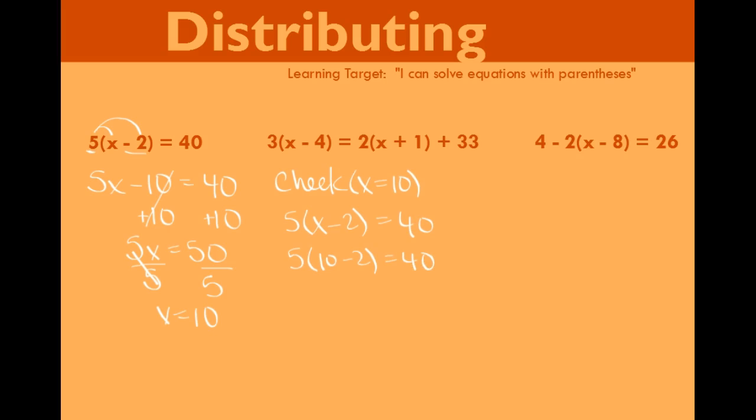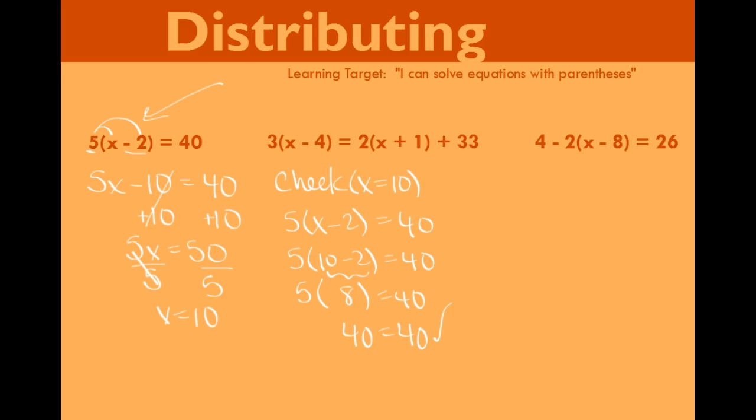And this is where people are tempted to then distribute again. But we don't need to. The only reason we needed to distribute right here is because we didn't know what x was. So now we know, and we can just say 5 times, this is 8, equals 40. And that's much simpler. 5 times 8 is 40. 40 equals 40. We're good.